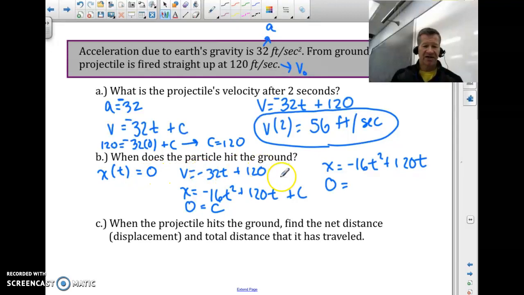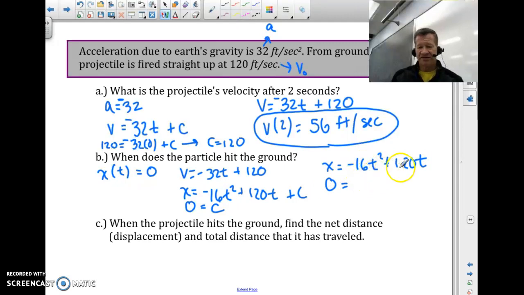So to find position, I had to find the antiderivative of velocity, then plugging in the fact that it was shot from ground level. We know that at time 0 the position was 0, so we found C, and now we got to this point where, okay, when does it hit the ground? Well, when the position is 0.